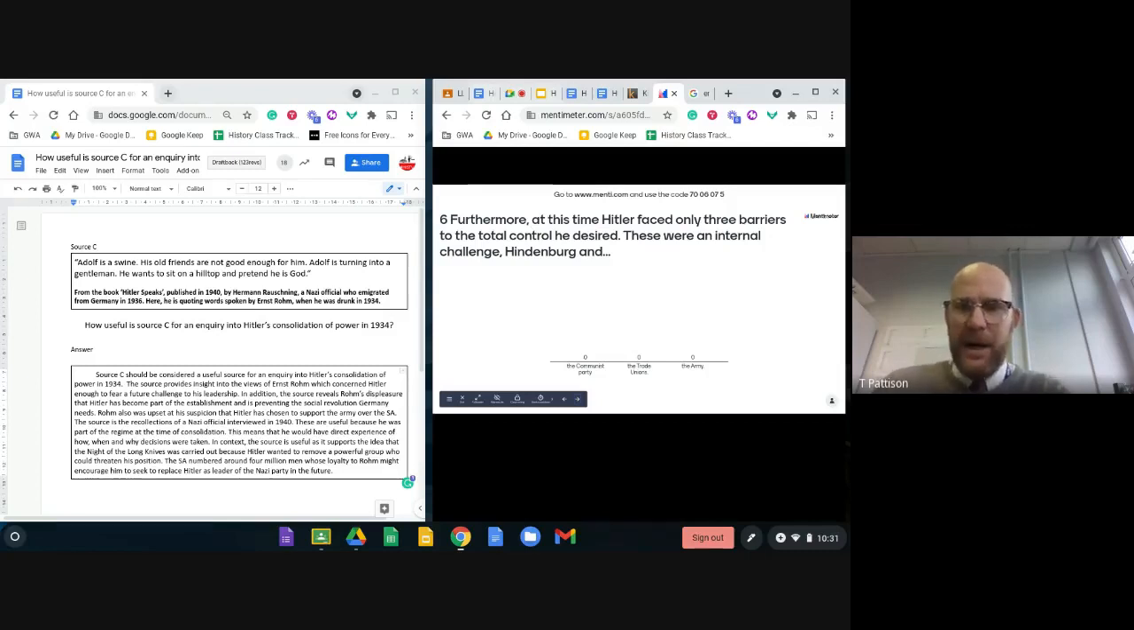Furthermore, at this time, Hitler faced only 3 barriers to the total control he desired. These were an internal challenge, so from someone within the Nazi Party, Hindenburg, and who's the other remaining challenge for Hitler in late June of 1934? Is it the Communist Party? Has he not dealt with the Communist Party? Has he not dealt with the trade unions? Has he not dealt with the army?